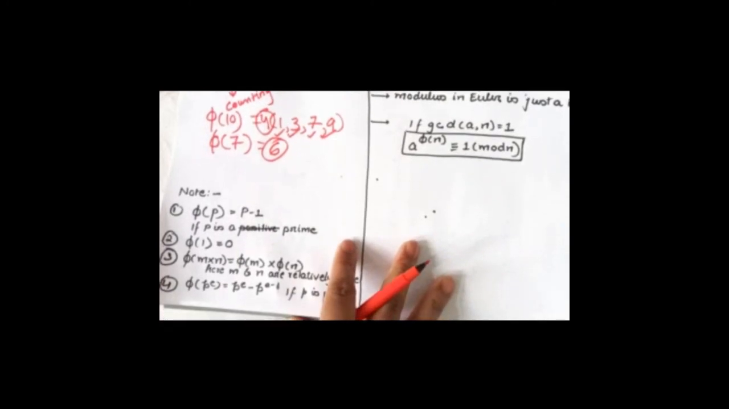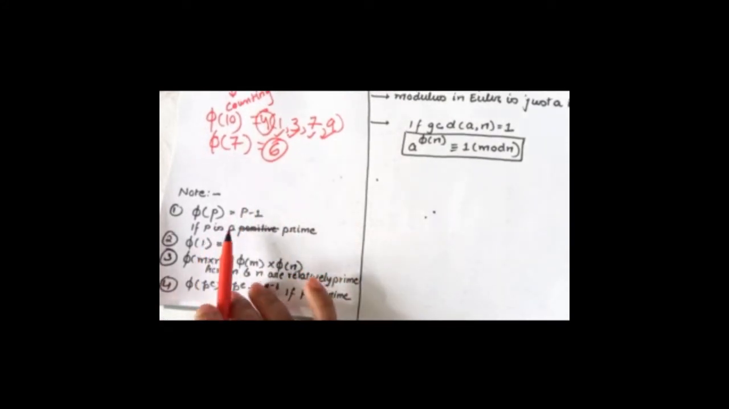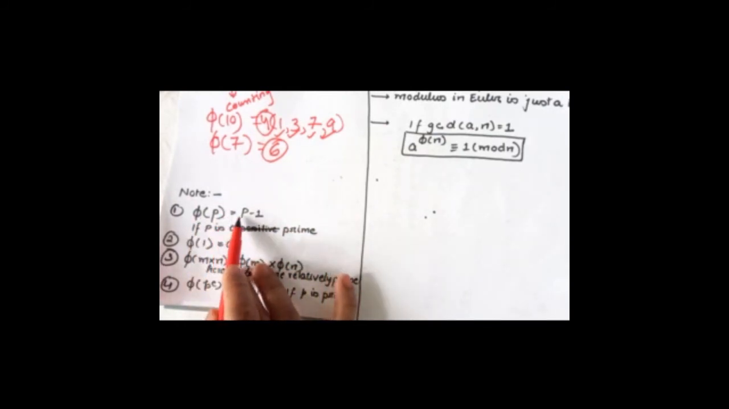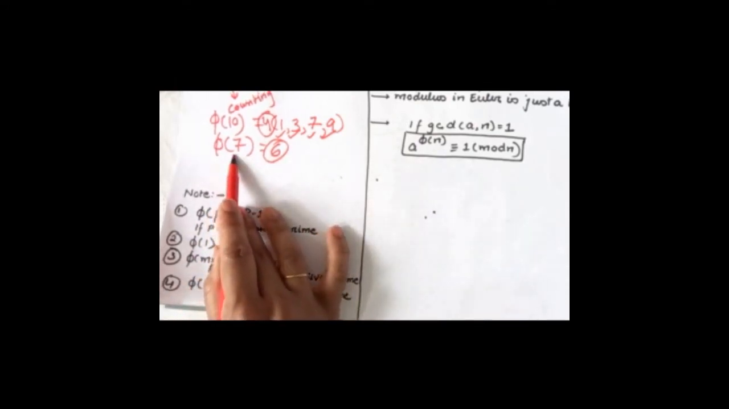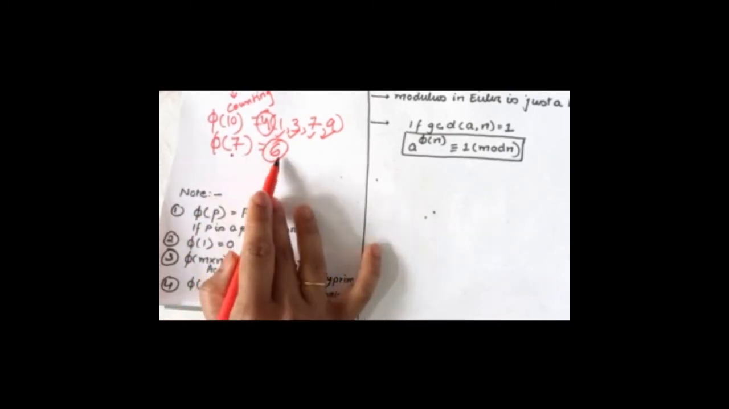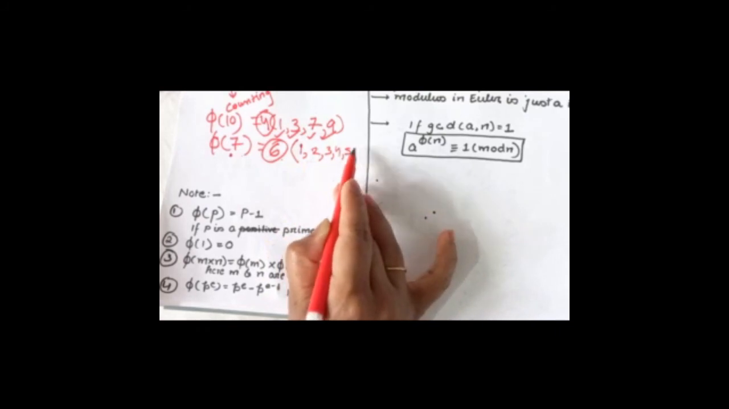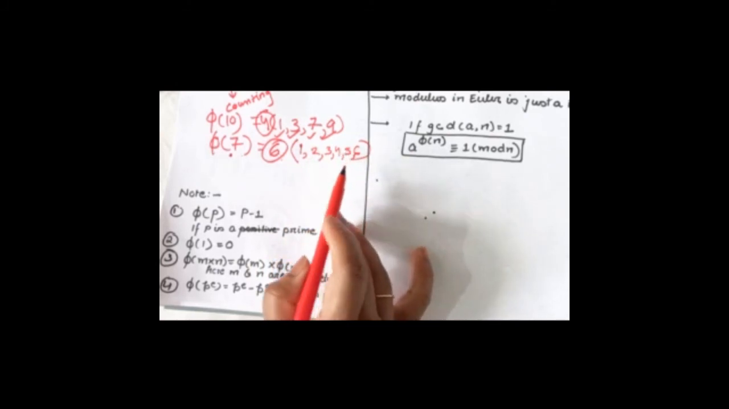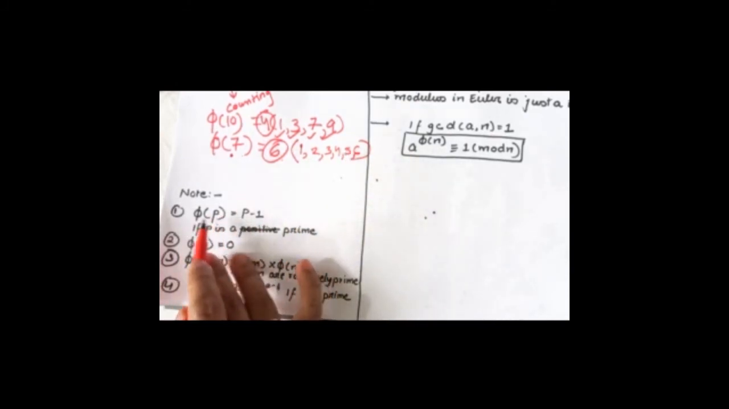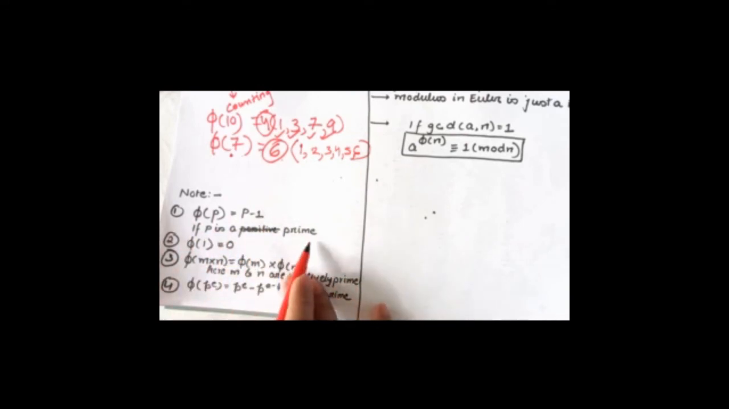Now there are certain properties that are associated with it. If p is a prime number, then phi of p is just one less than p. As you can see here, my p was a prime number, 7, and the value of phi p was just one less than 7. Here the numbers were 1, 2, 3, 4, 5, and 6, that is, the count is 6. So the first property is phi p is equal to p minus 1 if p is a prime number.